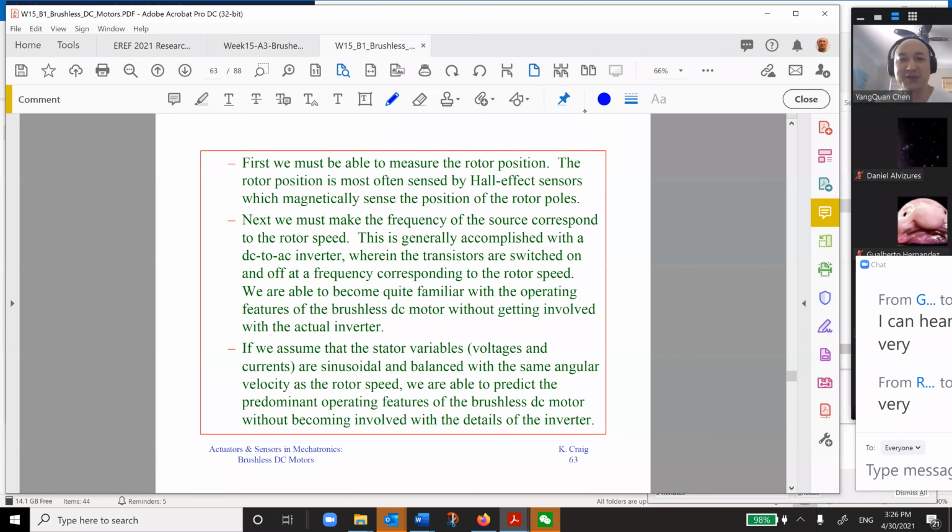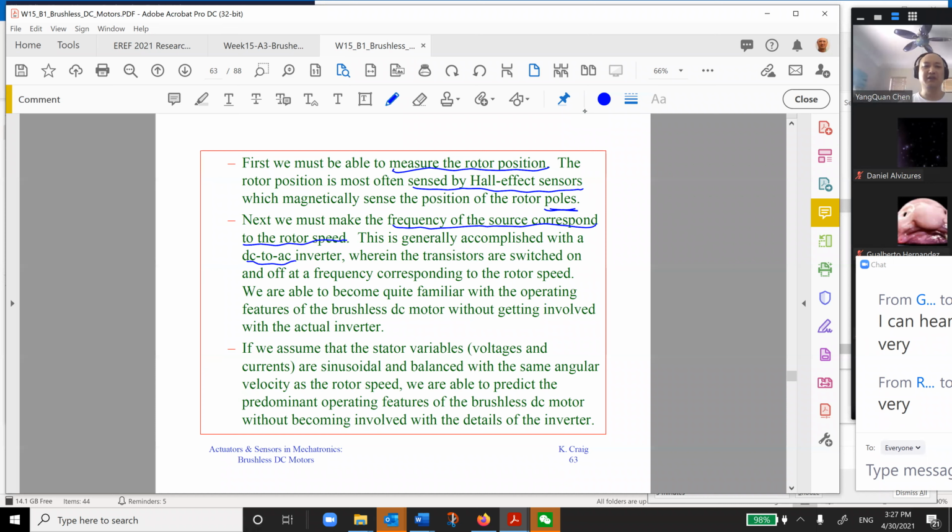So first, you need to be able to measure where your motor's position is. Most often this is sensed by Hall effect sensors, magnetically sensing the position of the rotor poles. Then you make the frequency of the source correspond to this rotor speed. Okay, so you need to use a DC to AC inverter, where the transistors are switched on and off at a frequency corresponding to the rotor speed.